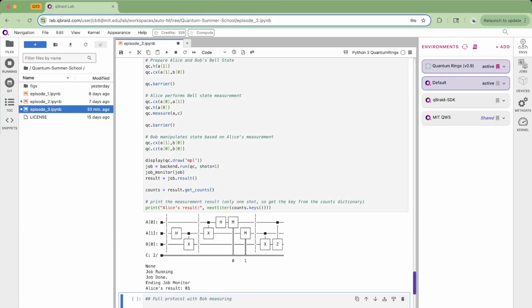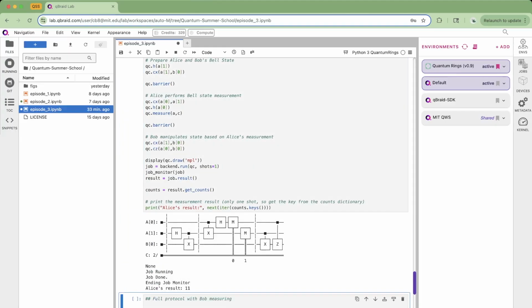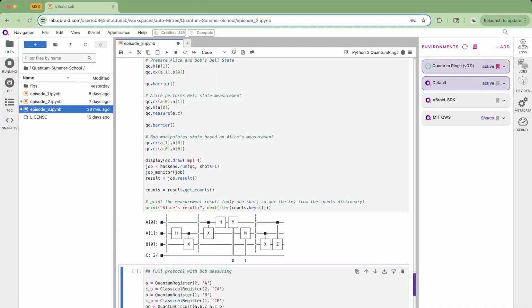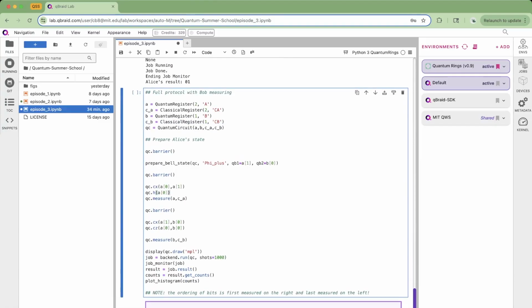So if we run this circuit a bunch of times, Alice's measurement result is going to vary. She can measure any of the 4 possible outcomes: 0 0, 0 1, 1 1, or 1 0. I just want to emphasize that Alice's result is changing every time. Now let's look at the protocol with Bob measuring. So here we're going to have a classical register where we record Bob's result, and then we're going to plot what Bob measures. So in the case where Alice is not doing anything, we should teleport the 0 state to Bob. So let's see if that happens.